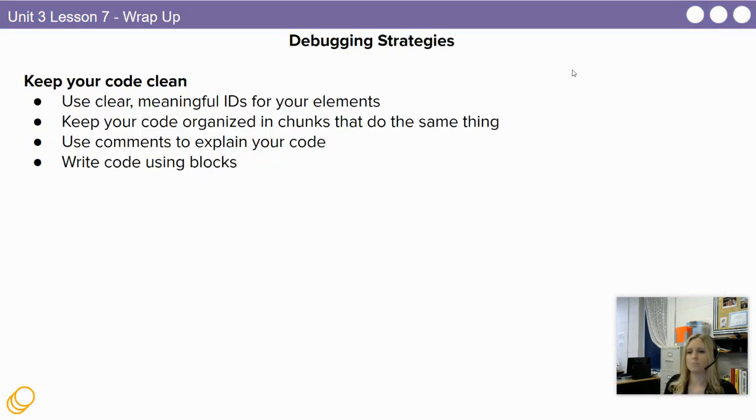And here are some more debugging strategies. You want to keep your code clean. Use clear, meaningful IDs for your elements. Keep your code organized in chunks that do the same thing. Use comments to explain your code. And write code using blocks. That's going to save you some headaches in trying to figure out where you forgot a semicolon.